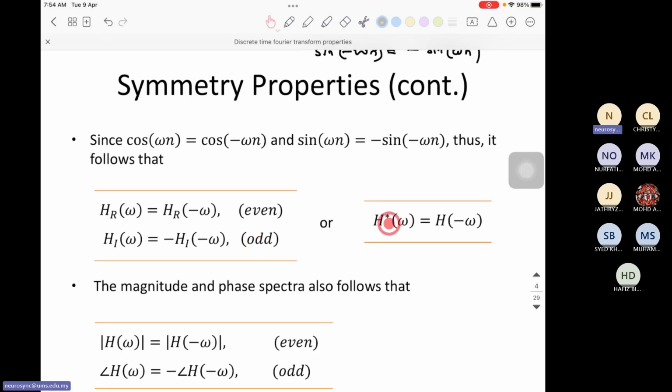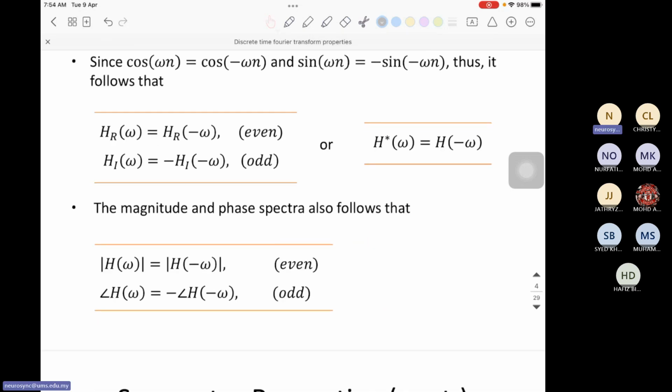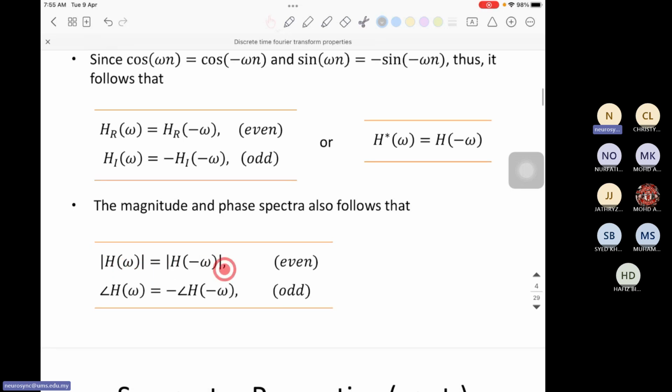Now this H star of omega, which is the conjugate of this, is basically equal to H of minus omega. The conjugate of H of omega is H of minus omega. Okay. Now suppose I want to find the magnitude and phase spectrum for this H of omega. Then I can write that the magnitude of H of omega is equal to the magnitude of H of minus omega. Okay, this is the same.